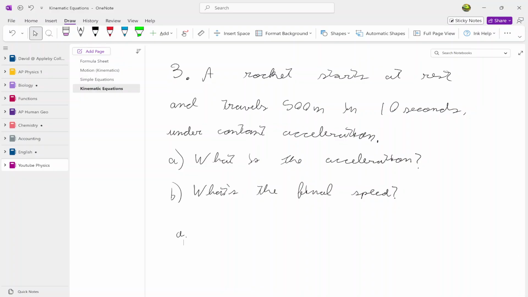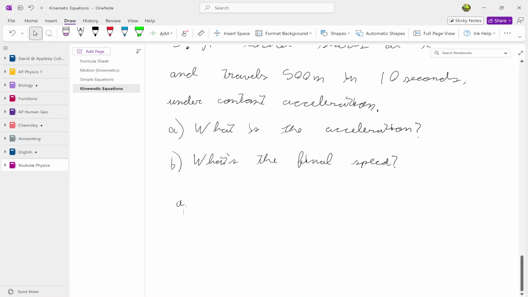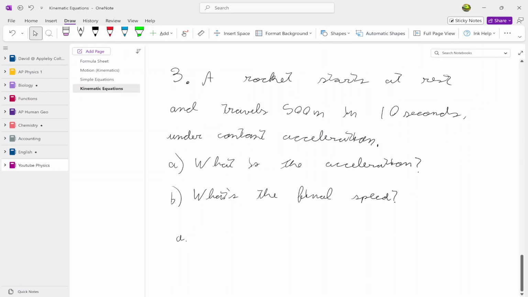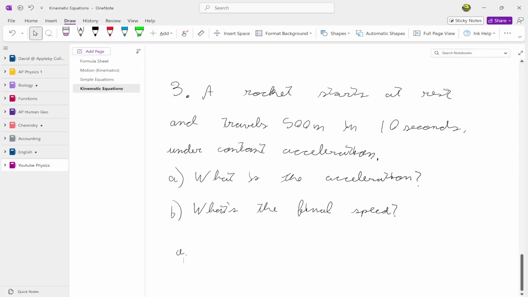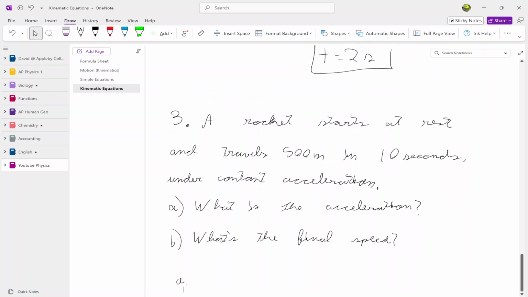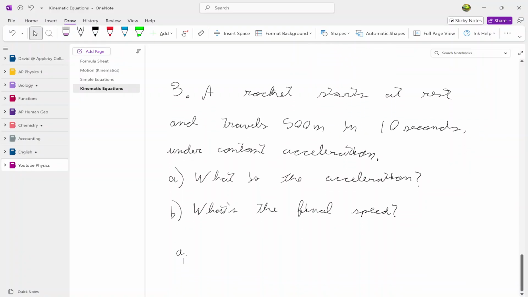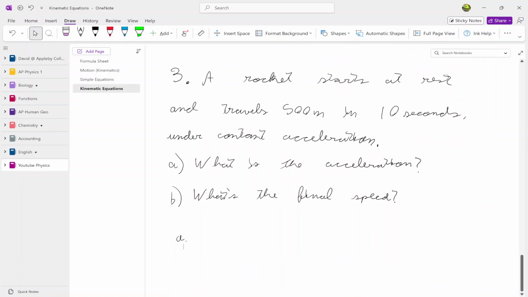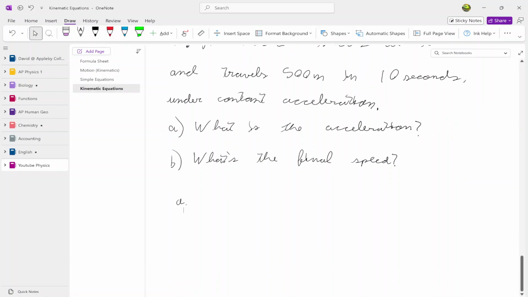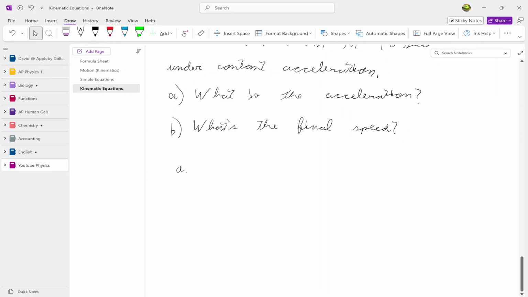So that just gives us a little hint towards what we can use in this question, which would be the kinematic equations because it's under constant acceleration. So what is the actual acceleration? It's a rocket, it doesn't actually tell us. It starts at rest. What is the final speed? Hmm, the textbook.